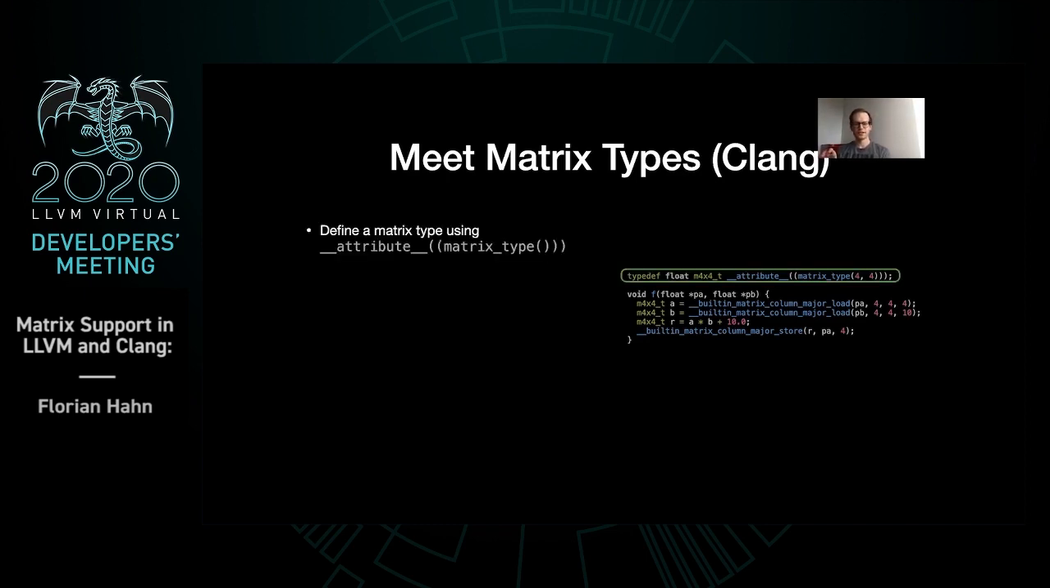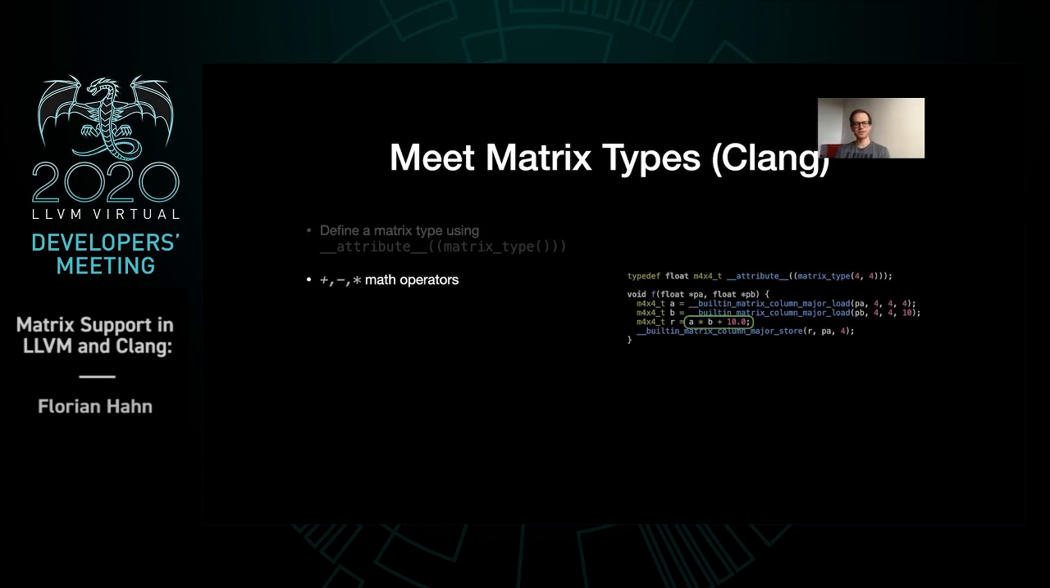Now, let's break things down a little bit. The extension provides a way to define matrix types using the matrix type attribute. This attribute takes the number of rows and number of columns as arguments. And this is very similar to the ext_vector_type in Clang, for example. The matrix type is basically an extension to another dimension.